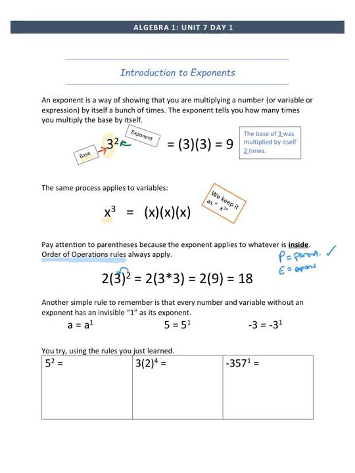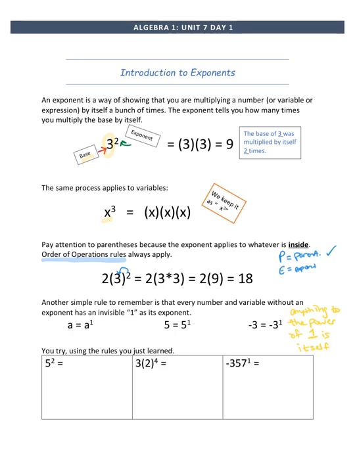Another simple rule to remember, and again, this is all written down. Every number and variable has an invisible one as an exponent. There's a sign in the classroom on the bulletin board that says that. If you don't see an exponent, the exponent is 1. And the rule is anything to the first power is itself. I'm going to write this down. Anything to the power of 1 is itself.